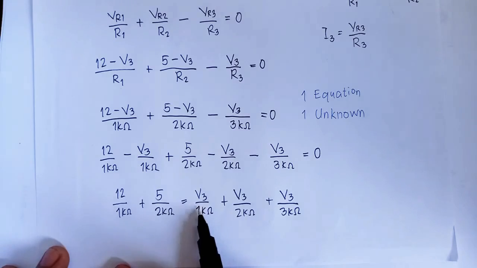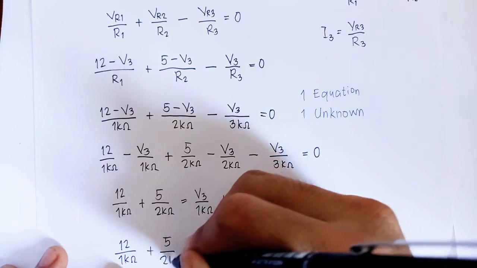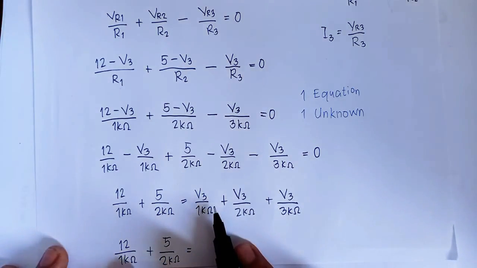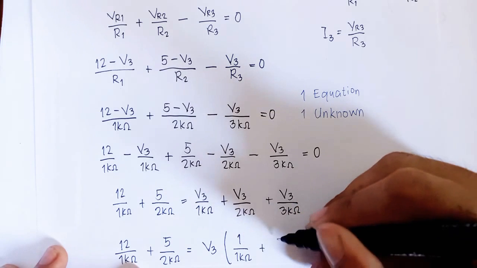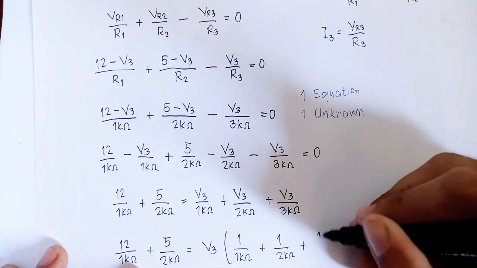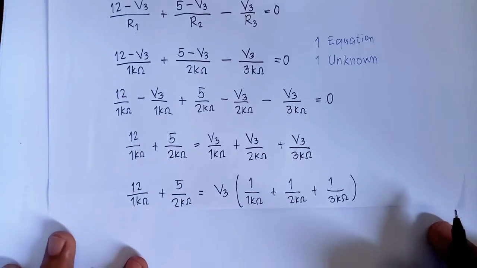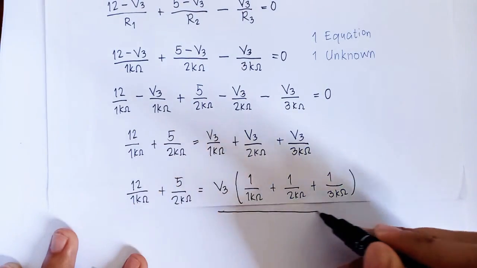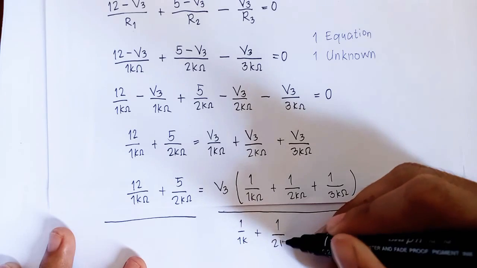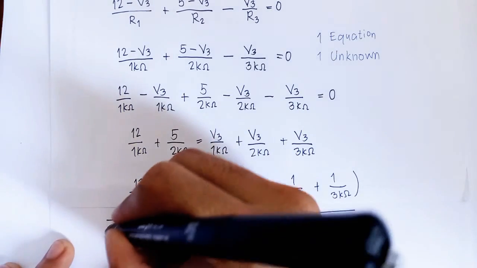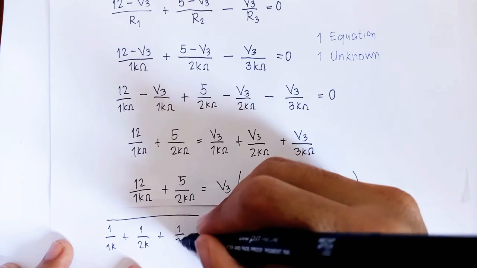Sunod, pwede natin i-factor out itong V sub 3. So, 12 over 1 kilo ohms plus 5 over 2 kilo ohms is equal to, factor out natin si V sub 3, that is 1 over 1k plus 1 over 2k plus 1 over 3k. And then i-divide natin both sides of the equation by 1 over 1k plus 1 over 2k plus 1 over 3k.